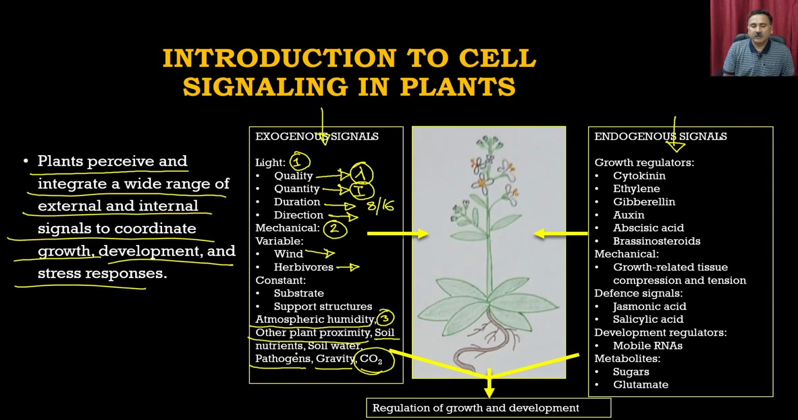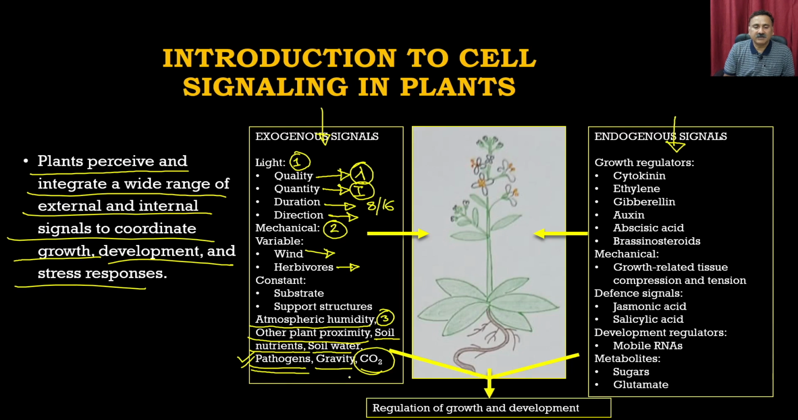Then we also have the soil nutrients. So you're going to have different types of nutrients present, maybe macronutrients or micronutrients. Then the amount of water present also gives abiotic stress. Then we also have the biotic stress, like different types of pathogens present in the soil. Maybe they are good bacteria or bad bacteria.